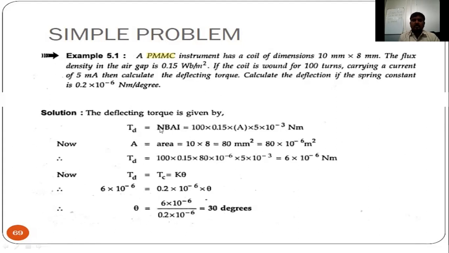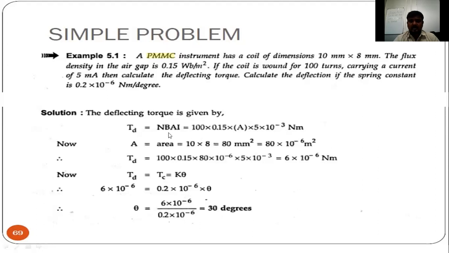See here, the PMMC instrument has a coil dimensions 10 mm into 8 mm. That is called area. We have written here now 80 mm square, which is nothing but 80 into 10 to the power of minus 6. 10 into 8 means 80. Mm square is millimeter square. 80 into 10 to the power of minus 6 is the total area he has calculated here.